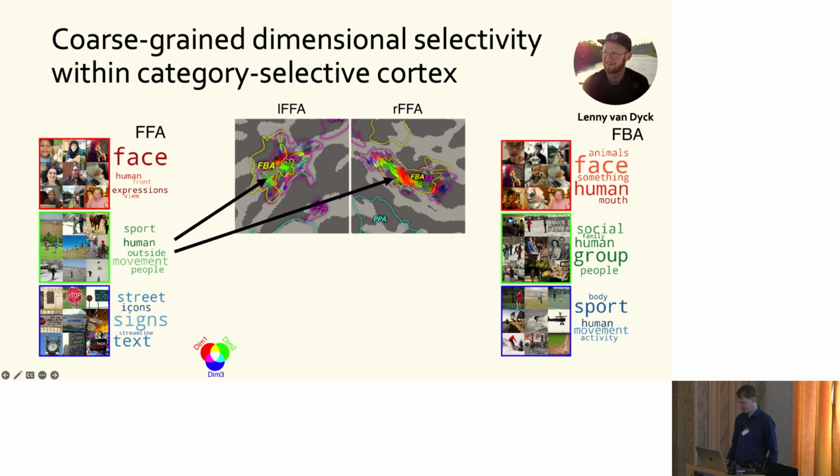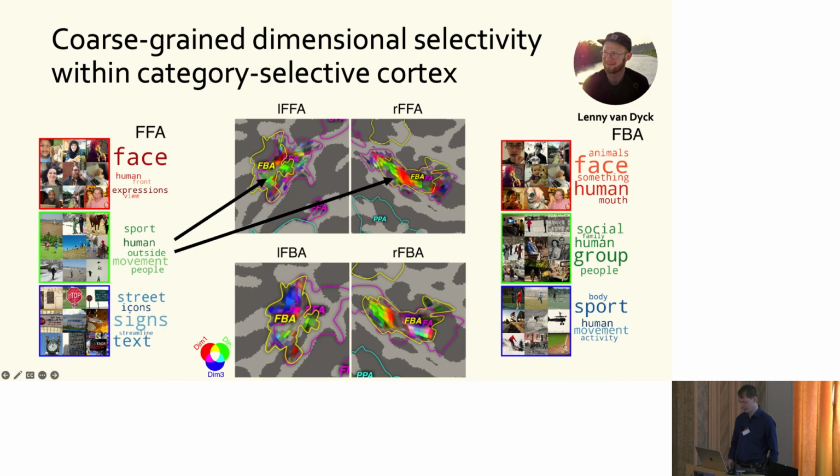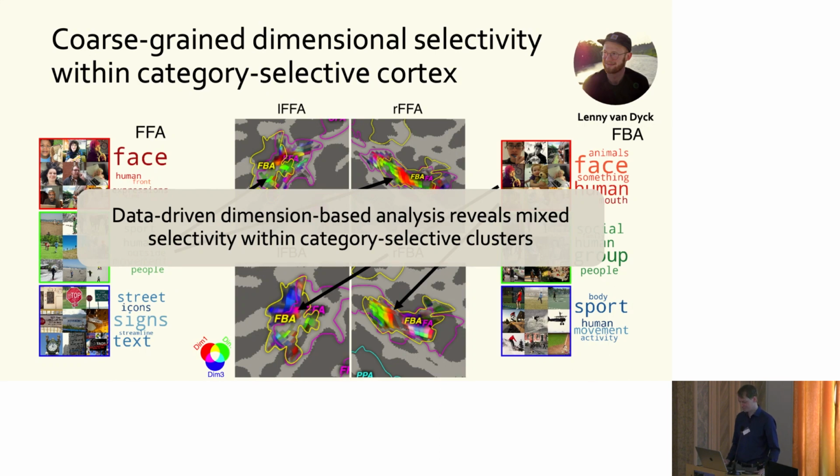And if you now go to FBA and you do the same there, and you're finding the face component in here, you can actually see the same, that again the face part is more closely associated with the overlap between these two regions. Okay? So this is painting a more general picture of not just thinking about category, but thinking about the underlying selectivities and different types of maps that are not discrete and not separated from each other, but actually overlap with each other, which is in line with what we typically find. So this data-driven, dimension-based analysis really reveals some mixed selectivity within these category selective clusters.